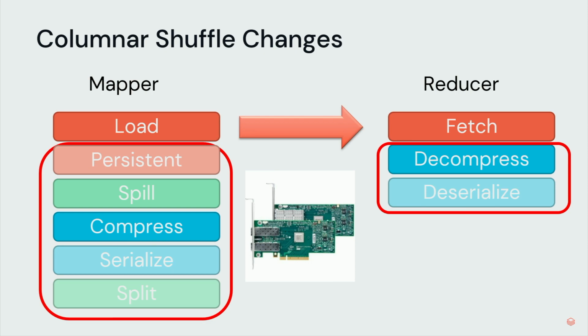So for the columnar shuffle, we need to rewrite almost everything in the shuffle, including the split, the serializer, compress, spill, and the persistence, everything. But we reuse the Spark shuffle service. So how the data is transferred from the mapper side to the reducer side, we still reuse that control logic. It's not changed. And then on the reducer side, how to decompress and deserialize the data is also redesigned here.